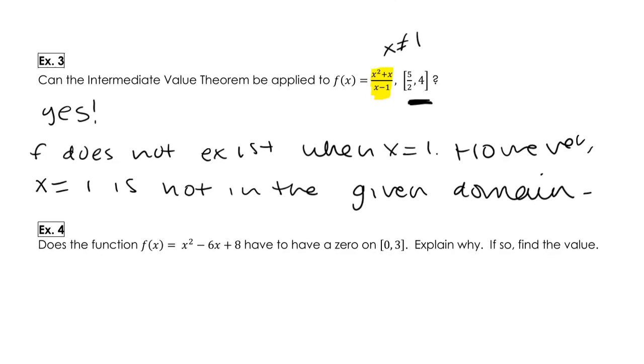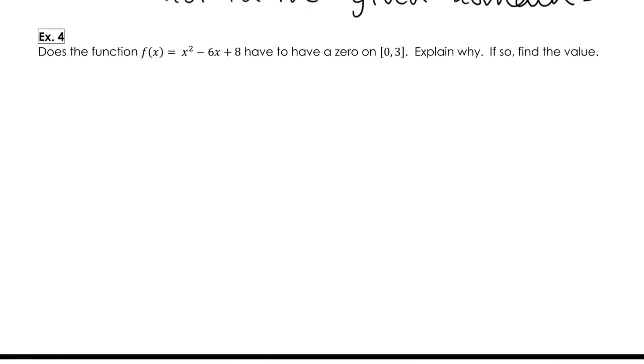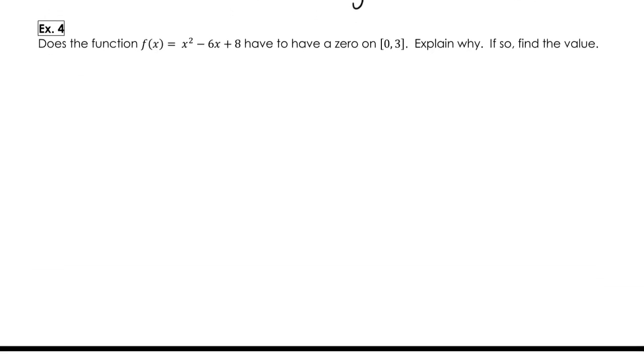Okay, going on to the next one. Does this function have to have a 0 in it? So it's saying, do we have to have 0? Does f have to be 0? To have a 0, remember that's when the function equals 0. So it's saying, does f have to be 0?